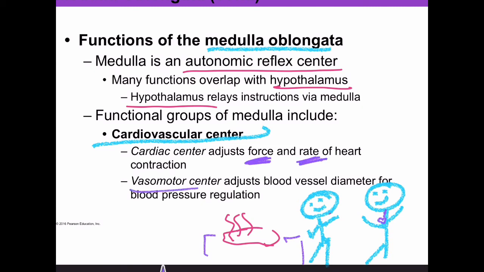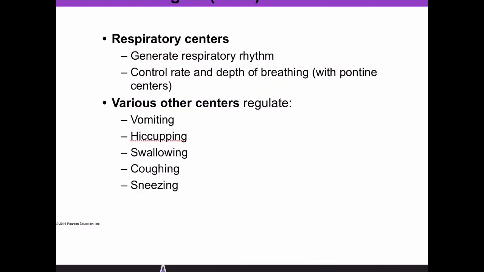The vasomotor center adjusts the blood vessel diameter, right? So that also is going to help with blood pressure regulation, for example. So the medulla is doing a lot of business that you don't even think about, which is the point of it, to do it without you thinking about it. Okay, other things that the medulla oblongata is working with: we're doing heart, but we're also doing respiratory centers. The respiratory system, we're getting there.